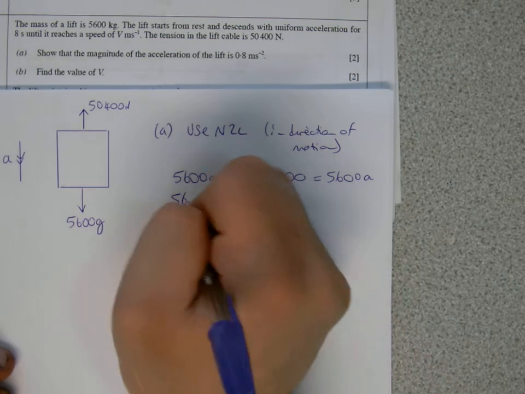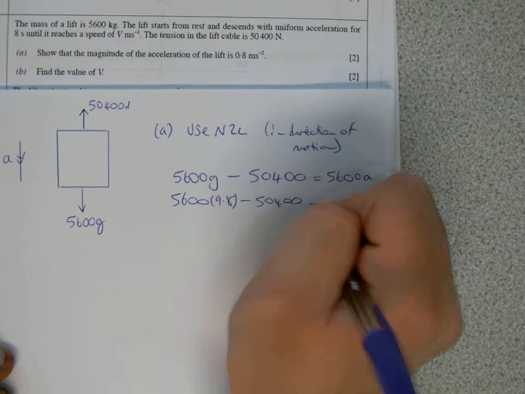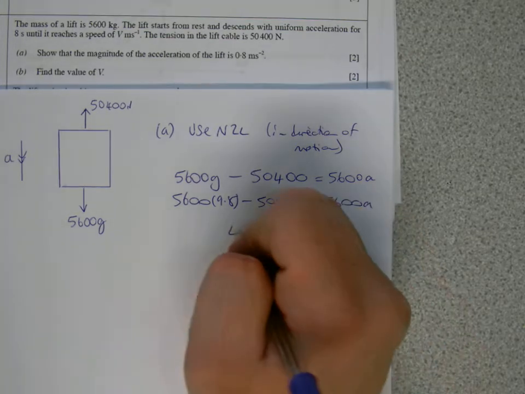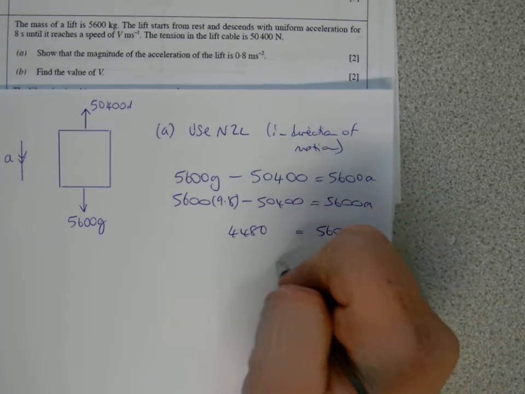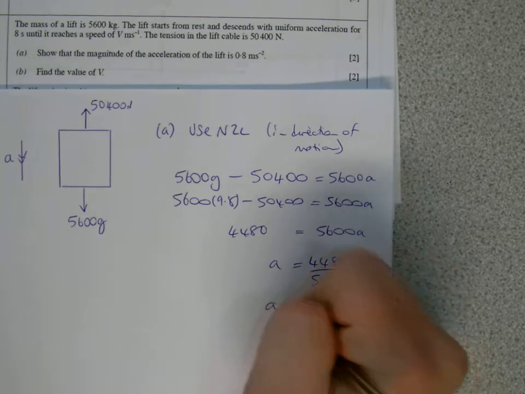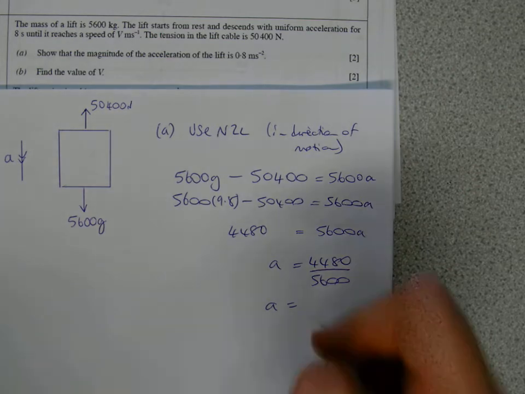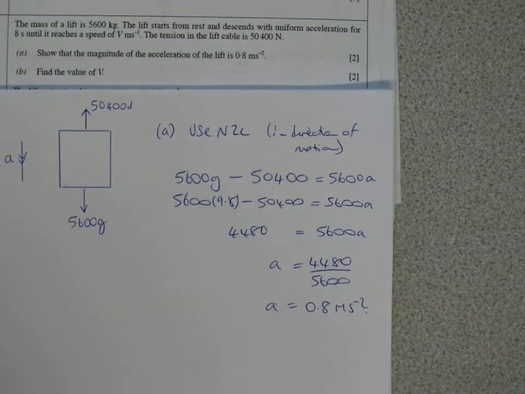So then we plug in the 9.8, take away 50,400, equals 5,600A. We get then 4,480, which equals 5,600A, and then to get A, of course, you divide. Take that 5,600 over, divide to get your A, which I'm assuming will be our answer, indeed, 0.8 meters per second squared. So part B then, it says find the value of V.